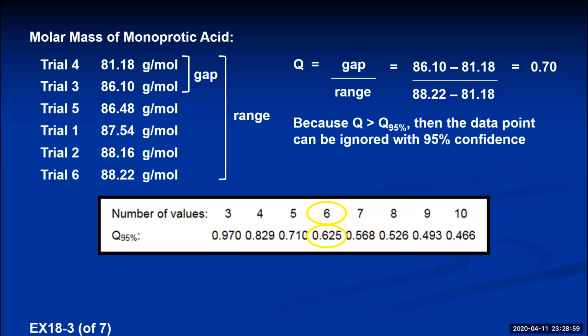So when you have your 6 to 10 different values in your lab today, what you're going to do is test the highest and lowest ones to see if their Q value comes out greater than their Q95. If they do, you can throw the value out. If it doesn't, you have to keep the value. In this case, we can throw out trial 4, so I'm not going to include it in my calculations for the mean, and then the standard deviation, and then the relative standard deviation, because those are the 3 numerical values we want to get from this experiment.